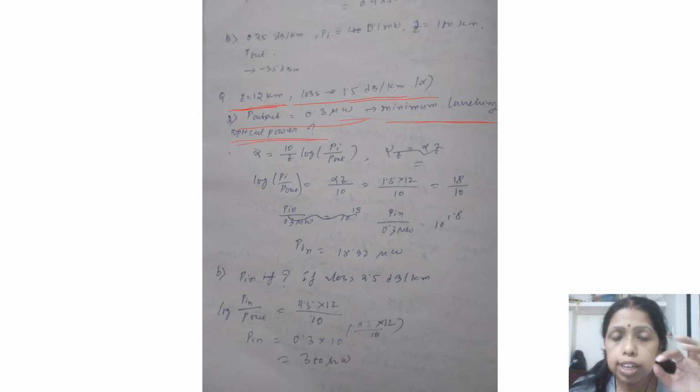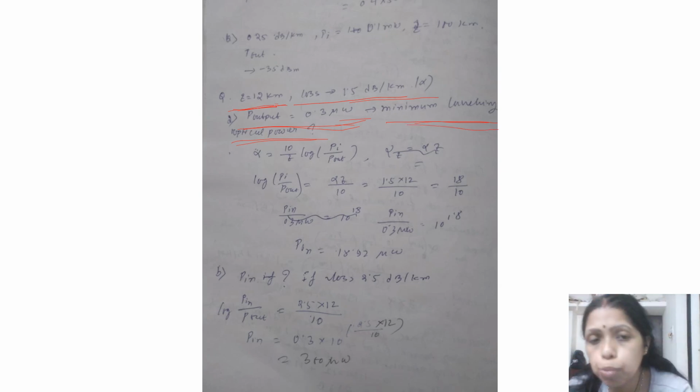Okay, so what are the things given? The length Z is 12 kilometer. The attenuation alpha is 1.5 dB per kilometer. The output power is 0.3 microwatt. What will be the minimum launching input power? Launching power means it is the input power.